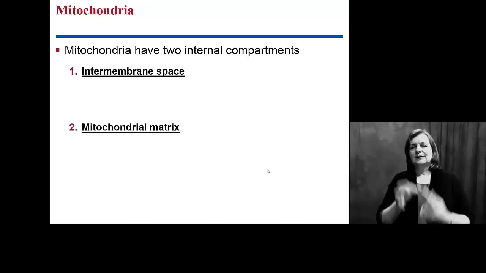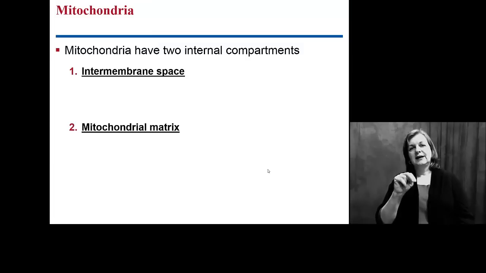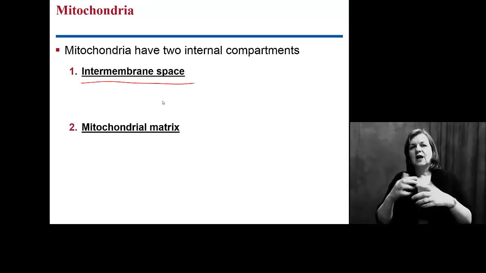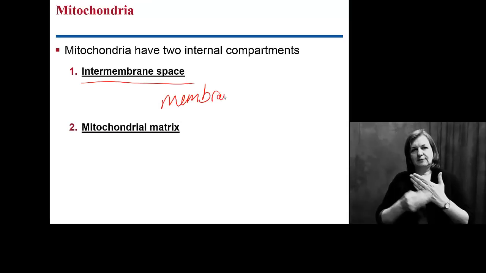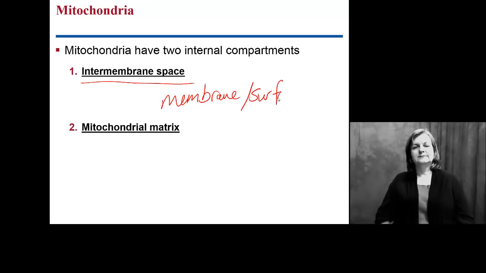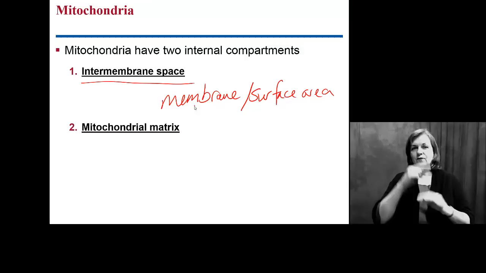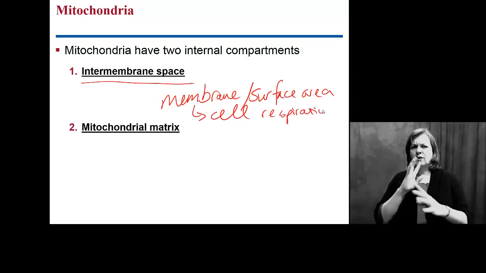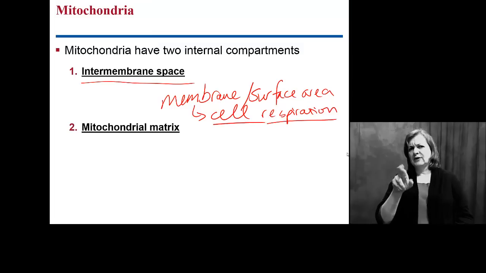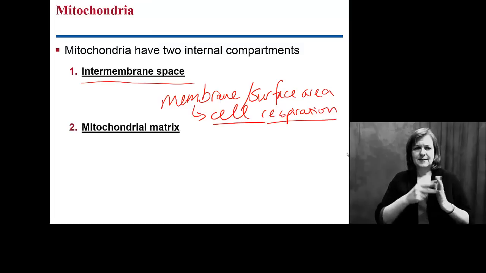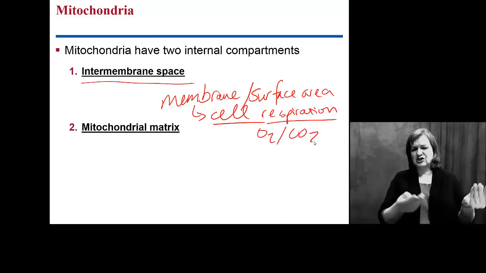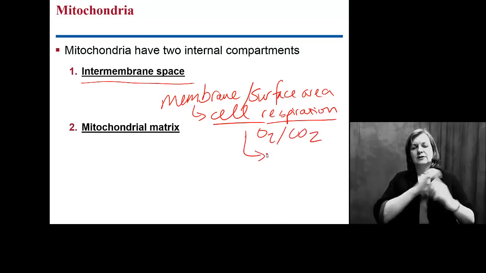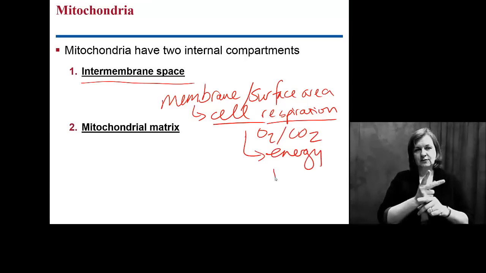Mitochondria are very, very specialized in their structure and function. They have an intermembrane space, meaning we're going to be dealing with a lot of membrane surface area. This will be important for cell respiration. Be careful when we talk cell respiration, we're not talking just O2, CO2 exchange. Instead, we've got to talk about energy production. Be very careful with that.